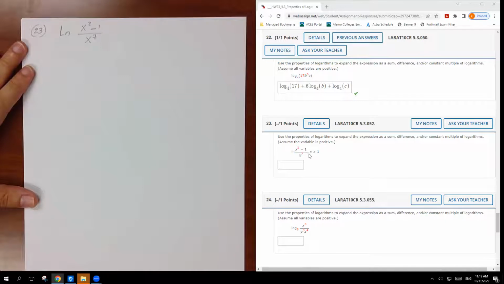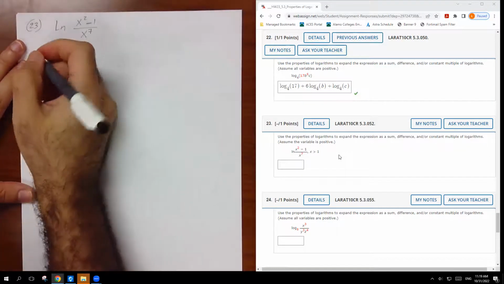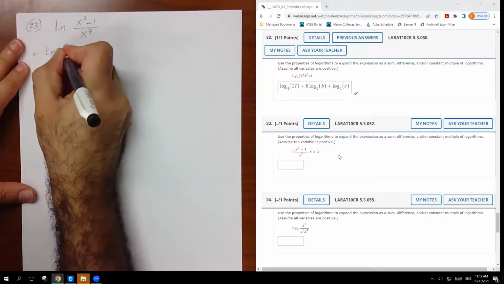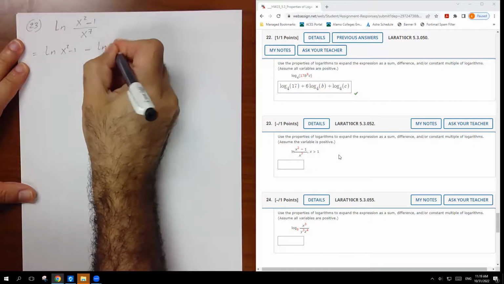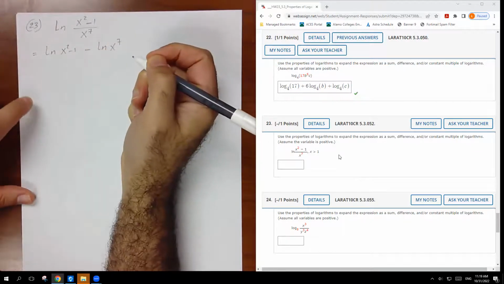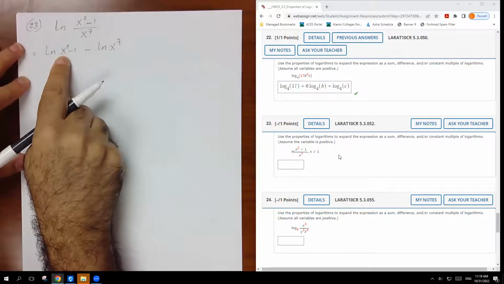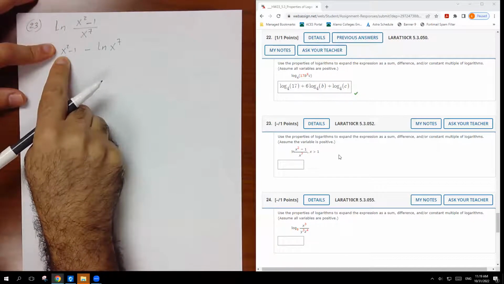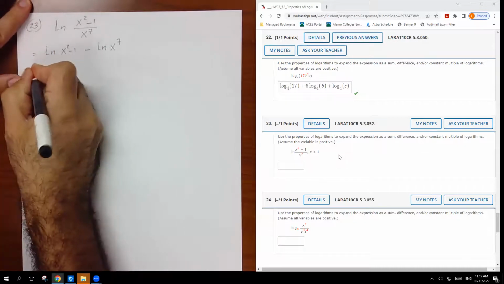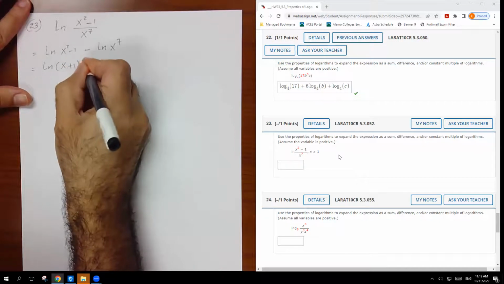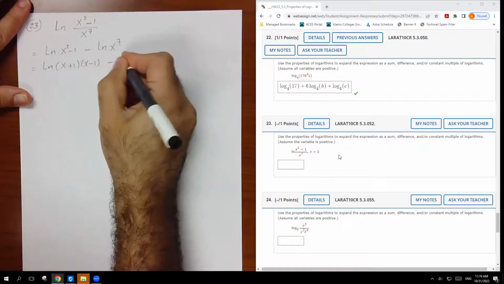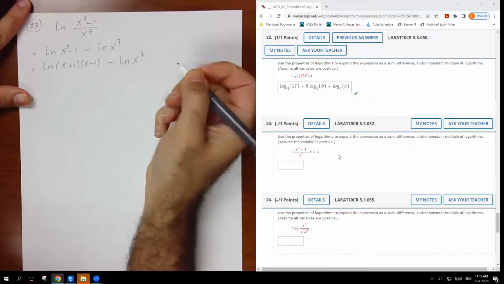ln of (x squared minus 1) over x to the power 7. And they're telling you x greater than 1. So the first thing, I'm going to use the quotient property. So this one is going to be ln of (x squared minus 1) minus ln of x to the power 7. Now, next step, if you look at x squared minus 1, we can factor this one by using the difference of two squares. So it's going to be ln of (x plus 1)(x minus 1) minus ln of x to the 7.